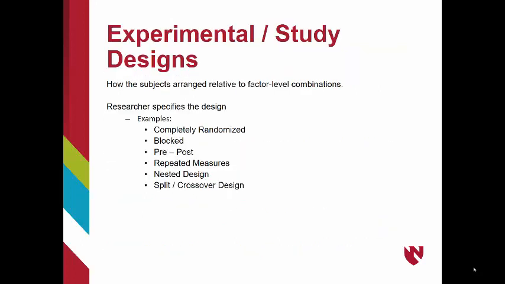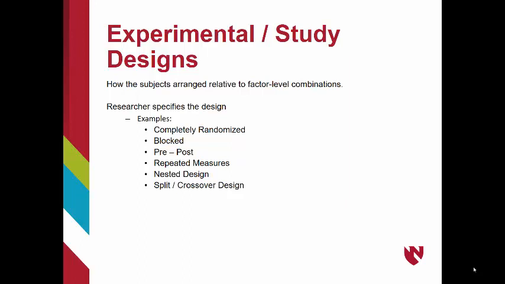Okay. Now we're going to talk about study design. So this is literally, how are my subjects arranged relative to the factor level combinations or the treatments that I'm actually interested in? And this again can be specified by the researcher. It's usually driven by money, lab space, time, protocol, etc. So there's a lot of different examples.